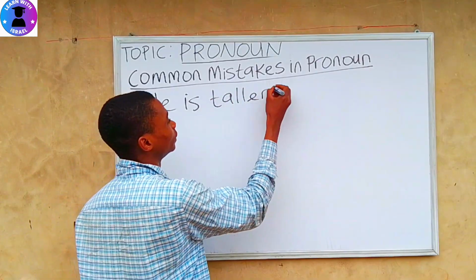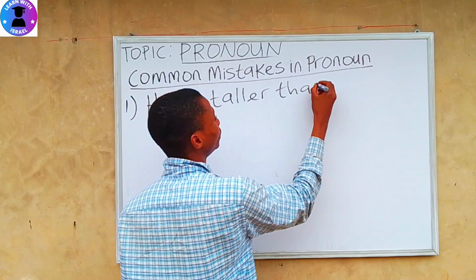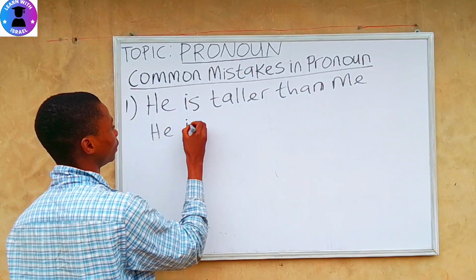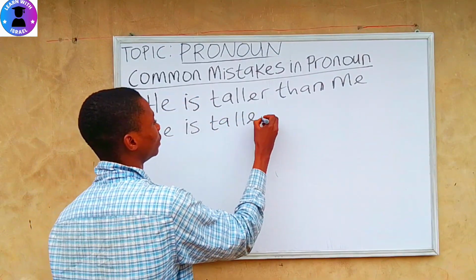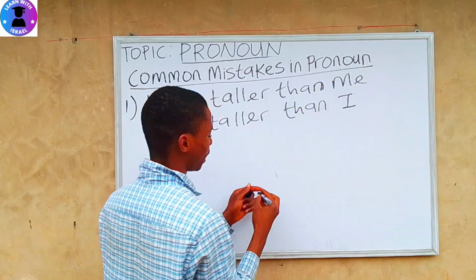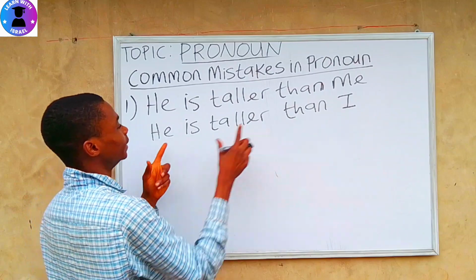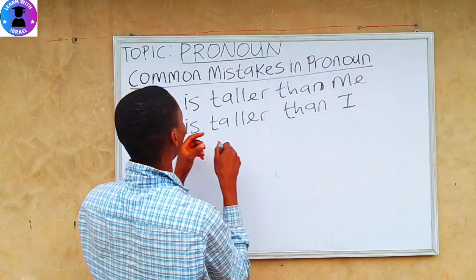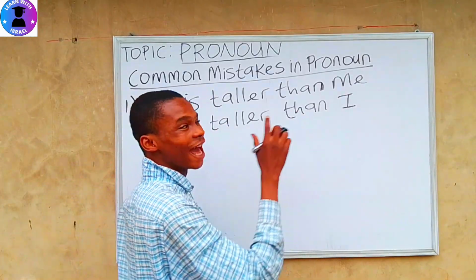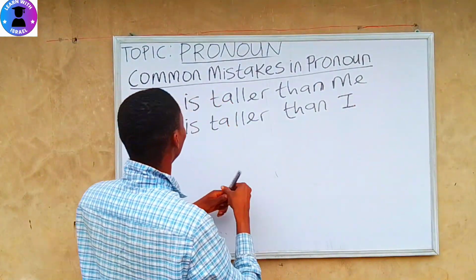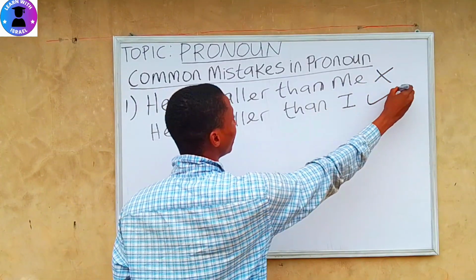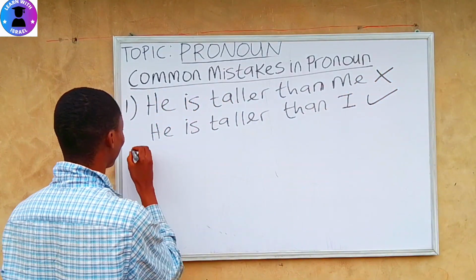He is taller than me. And that one is taller than I. He is taller than I. The correct one is he is taller than I. It is wrong to use he and me together. You use he and the I must be in capital letter. So the first one is wrong, and the second one is the correct one. He is taller than I.